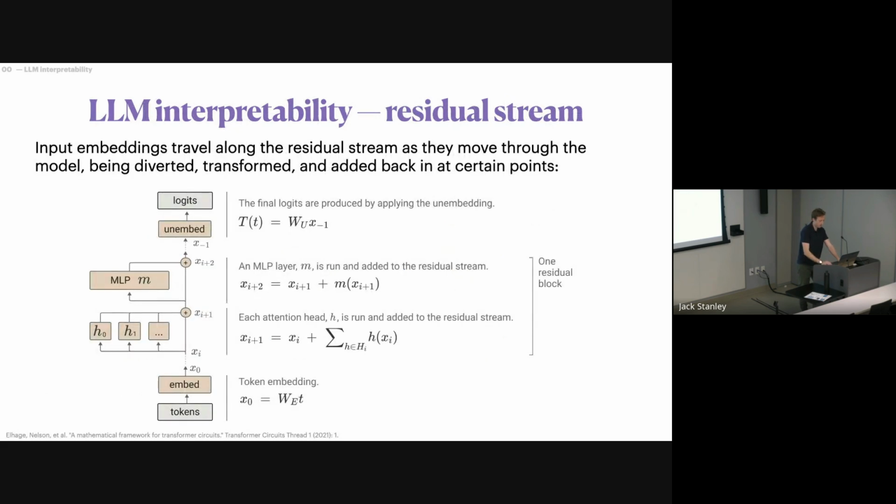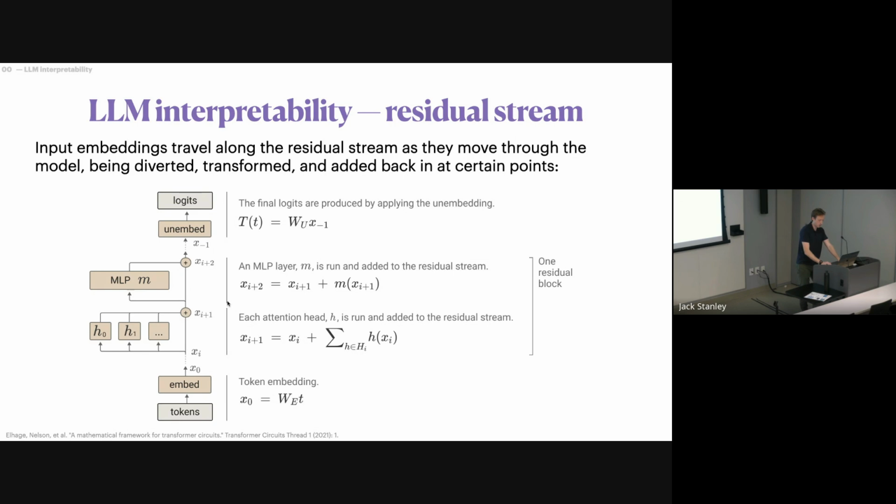Moving on a little bit, this motivated some of our early work. This is a formulation of the transformer architecture that was presented by the Anthropic interpretability team, and this is what they termed the residual stream. Essentially, we have input embeddings that travel through the architecture along this residual stream, and then they're diverted into these attention modules or MLP layers, transformed by these layers, and then added back in at certain points. So really, this is just feeding in embeddings, performing some transformations on them, and then putting them back into the residual stream.